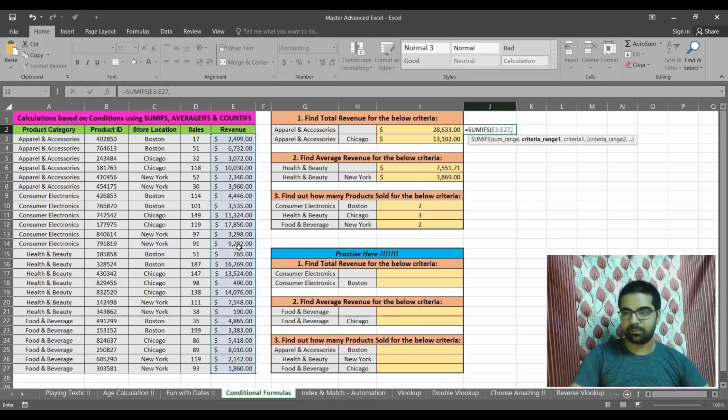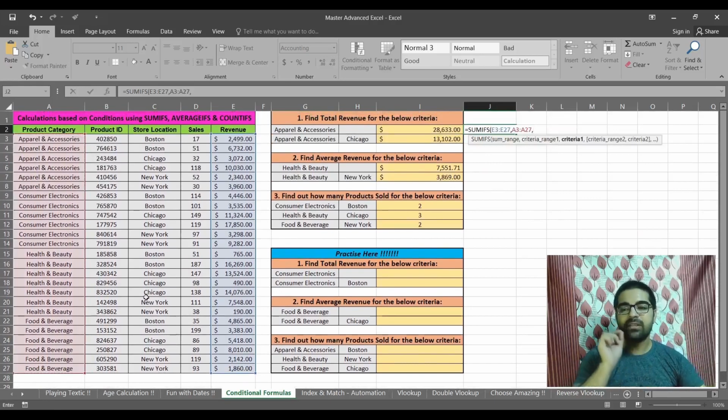Okay, comma. It's asking what is our criteria range 1. Where is our criteria range 1? First of all, you have to understand what our criteria is. What is the criteria he has given? Apparel and accessories. He wants the total revenue of apparel and accessories. So the criteria is apparel and accessories, but it's asking for criteria range 1. Where is the range of that criteria? Here in the A column, from A3 to A27. This is criteria range 1, comma.